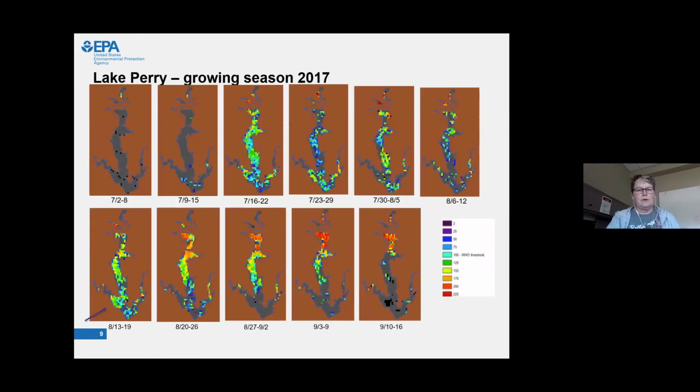So here's just a brief shot of some of the satellite images during the 2017 season there on Lake Perry. And you can see the more intense the color is, the more towards red it is, the higher the cyanobacteria concentration in the lake. If you look on the very left of the screen, you'll see I'm pointing to our sampling site on the lake. And you can see there are times during this growing season that we had a pretty good signal on the cyan data to show that we had a bloom in place where we were sampling.